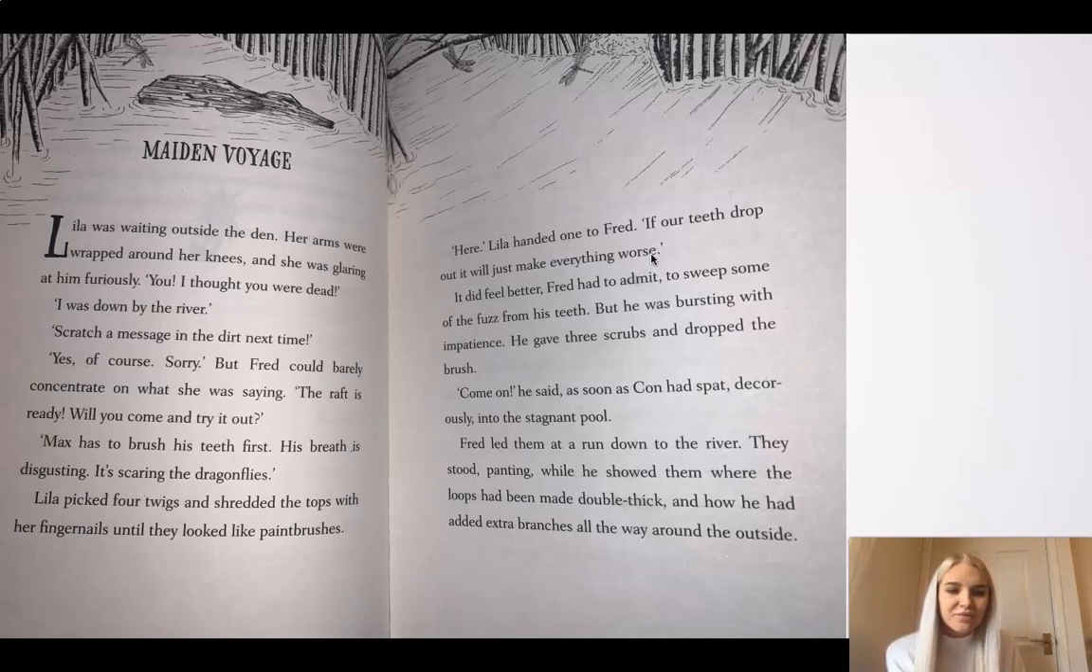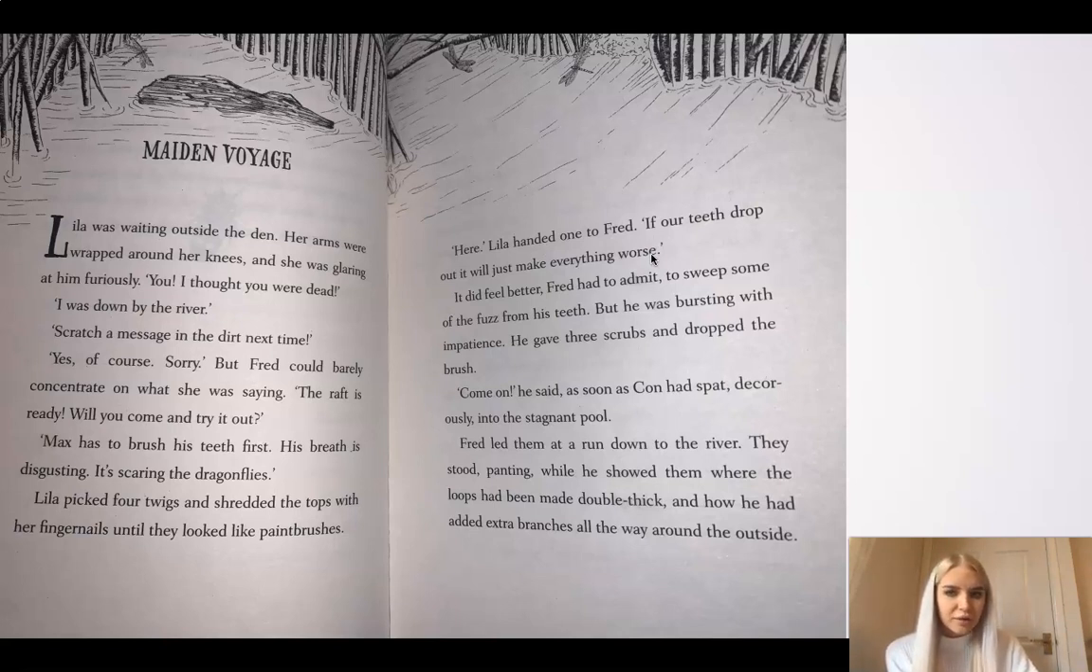"Here," Lila handed one to Fred. "If our teeth drop out, it will just make everything worse." It did feel better, Fred had to admit, to sweep some of the fuzz from his teeth, but he was bursting with impatience. He gave three scrubs and dropped the brush. "Come on," he said, as soon as Con had spat decorously into the stagnant pool. Fred led them at a run down to the river. They stood, panting, while he showed them where the loops he had made were double thick, and how he had added extra branches all the way around the outside. So he's trying to convince them that the raft is very, very safe.